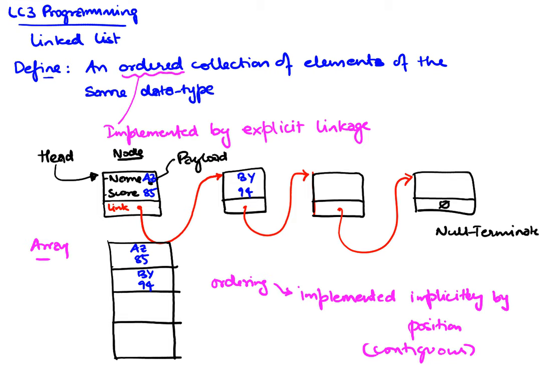Now, the purpose of this video is not to go about telling you what the advantages of one versus the other are, but I really want to show you that they're not that different in terms of how you can declare them and how you can use them. So we'll take an example of a simple linked list, and how we can declare it in LC3. So here is a linked list of students. Let's take an example of a declaration. And so we're going to declare an array.